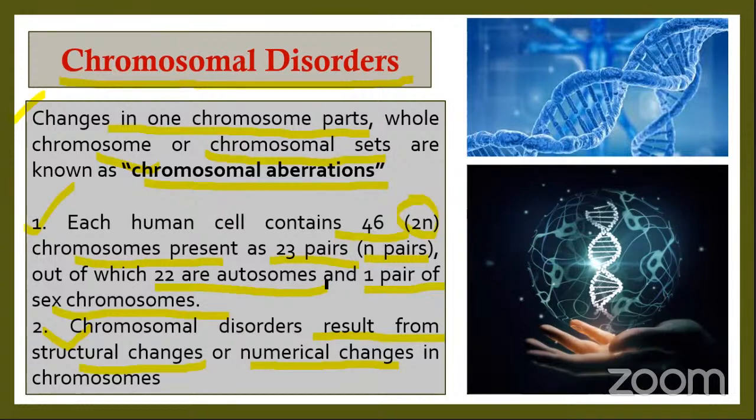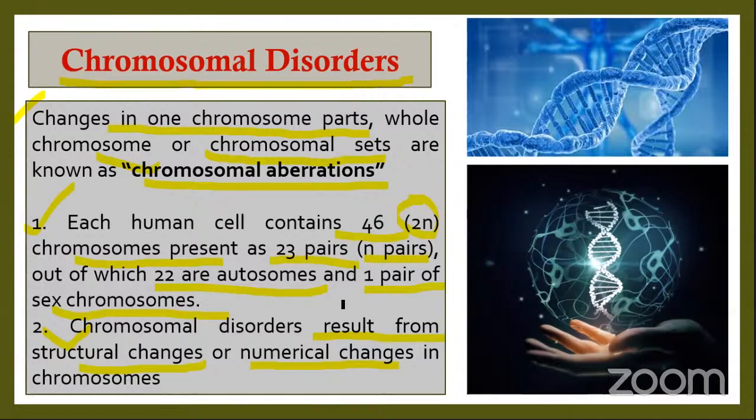Instead of 46, there will be 47 chromosomes. Otherwise, one more set is added in some cases. Suppose we have only one pair of chromosomes, one more set of chromosomes will be added. That's called triploid condition, 3n state. If one more set is added, that's called polyploidy condition. That means more than 3 sets of chromosomes, that's called polyploidy condition.